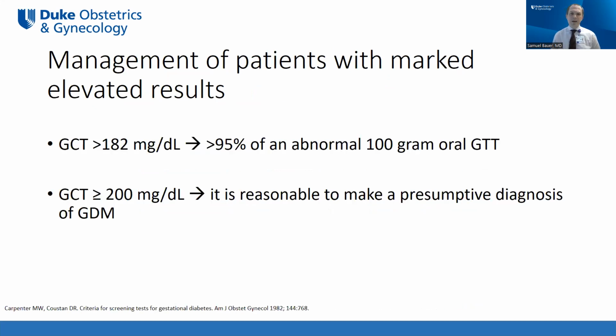Now, the management of patients with marked elevations of their values often comes up. For patients that have a glucose challenge test of greater than 182, greater than 95% of those patients will have an abnormal 100 gram, as well as certainly if it's over 200. So it's very reasonable to make that diagnosis. And this really comes from the data from Carpenter-Coustan when they were looking at all these values to see which ones to set to help make that diagnosis.